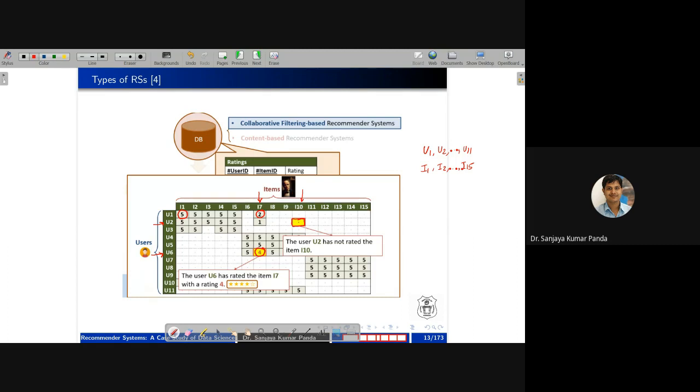And if you look at the whole matrix, you can find the ratings are between 1 to 5. So can anybody tell whether it is explicit feedback or implicit feedback?